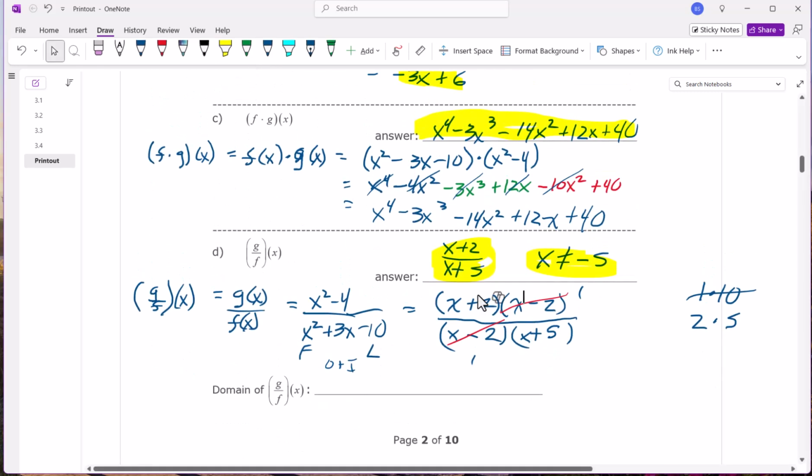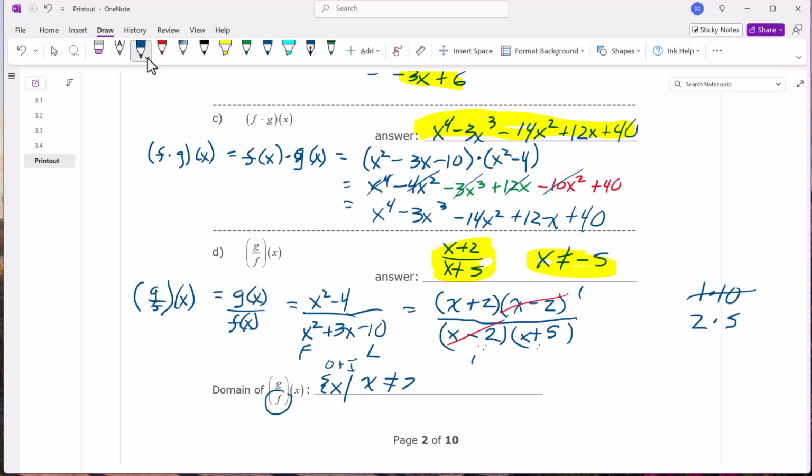Okay, now the next thing on this is the domain. I just kind of did that on that. Well, the thing is, f of x, we have to be careful about 2 things on this. You've got the result that canceled out, but there were 2 places where this is undefined, so you would have to say set of x such that x is not equal to 2 and x is not equal to negative 5. Even though the 2's canceled out, in this particular problem, you cannot let x be 2.